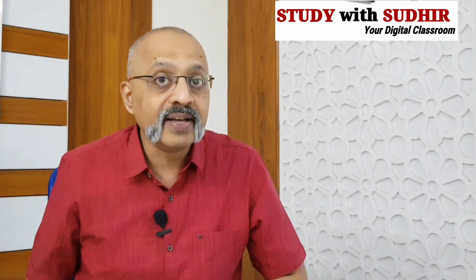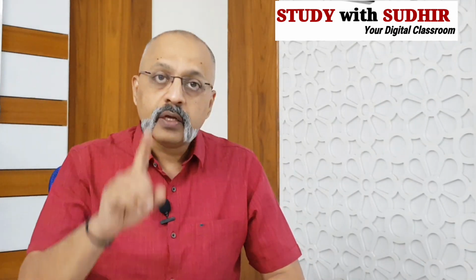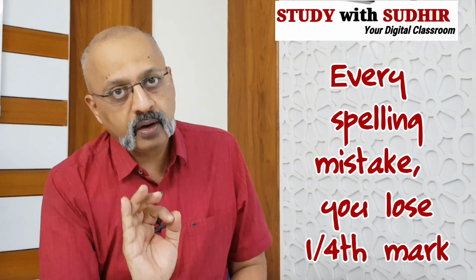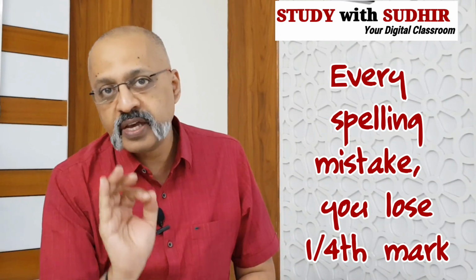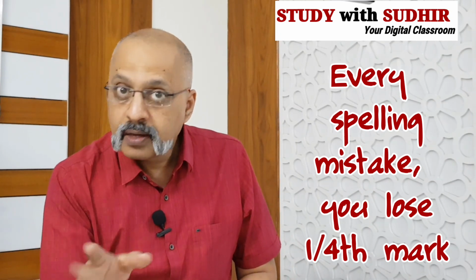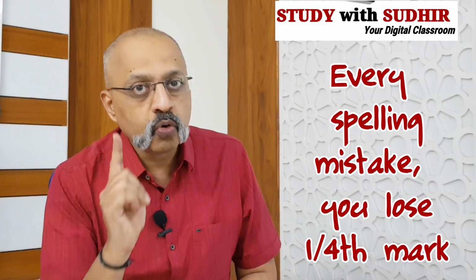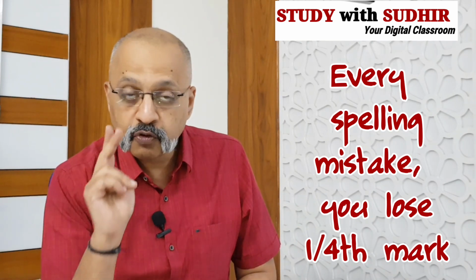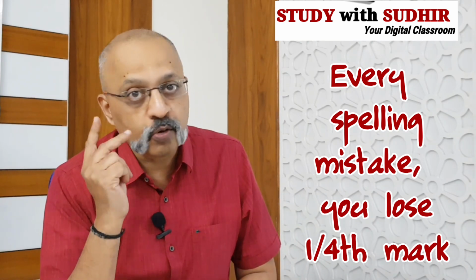Number 2, which is looked at, is spelling mistakes. You lose 1/4 of a mark for every spelling mistake you make. So if you make 4 spelling mistakes, you lose 1 mark. If you make 8 spelling mistakes, you lose 2 marks.